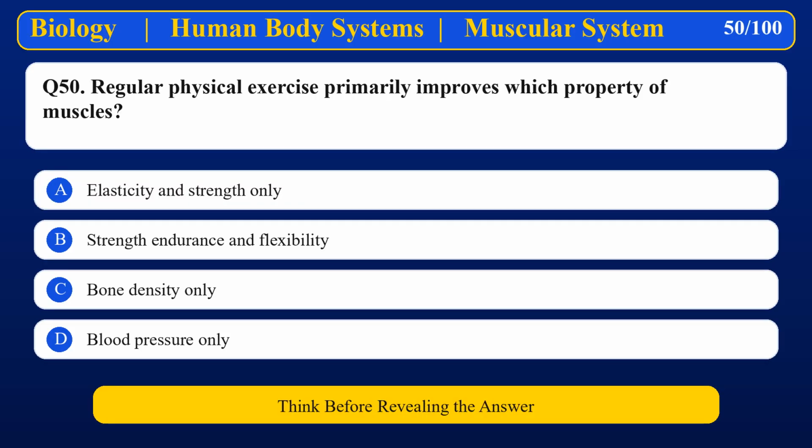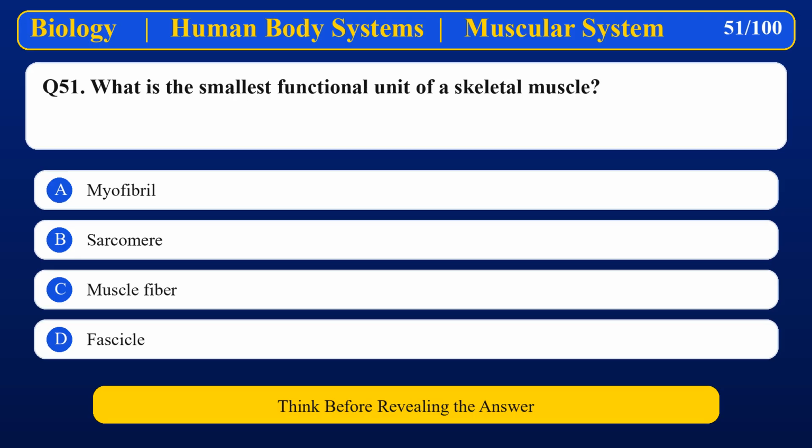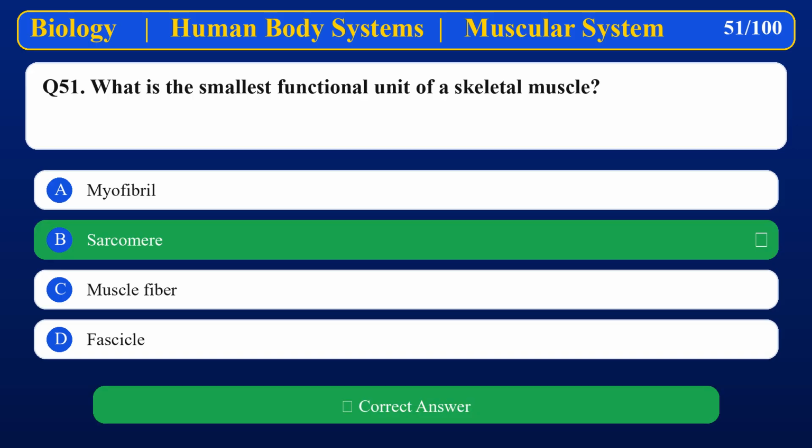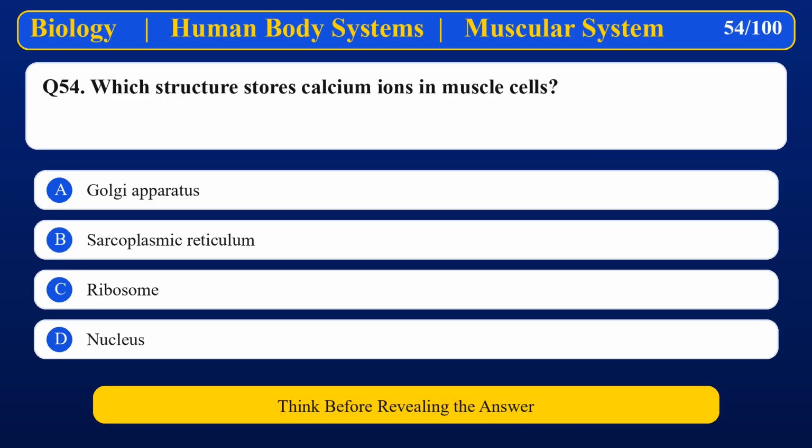Ligament. Regular physical exercise primarily improves which property of muscles? Strength, endurance and flexibility. What is the smallest functional unit of a skeletal muscle? Sarcomere. Which protein forms the thin filament in a muscle fiber? Actin. Which protein forms the thick filament in a muscle fiber? Myosin. Which structure stores calcium ions in muscle cells?